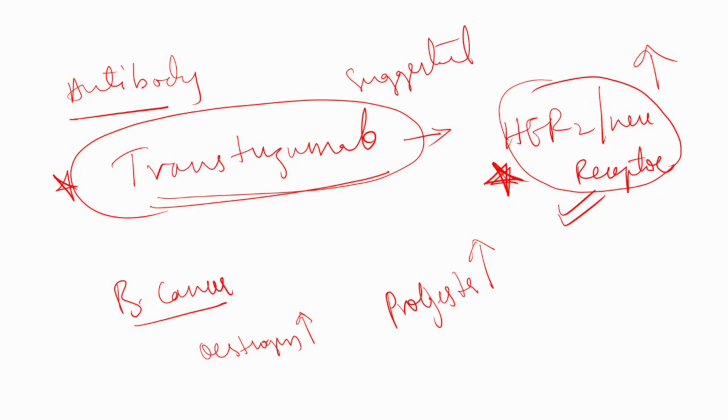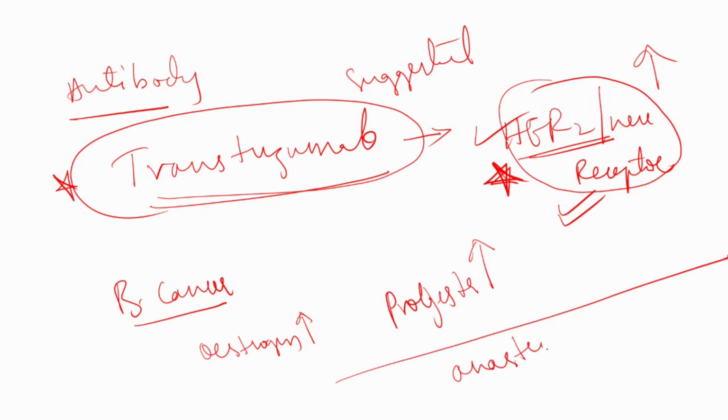This trastuzumab antibody has a very good effect in clinical trials in those patients who are HER2 positive. So trastuzumab is a very important antibody that can be used in stage 1, stage 2, stage 3, and stage 4 patients who are HER2/neu receptor positive. Tamoxifen I already explained. There is another drug for stage 1 and stage 2 under clinical trials which has good efficacy.